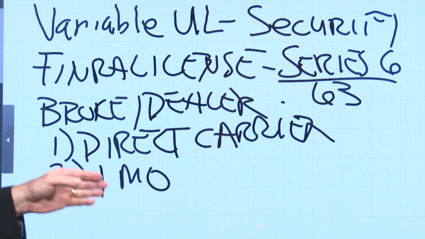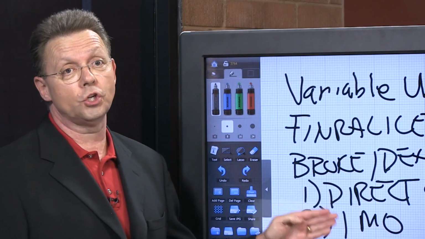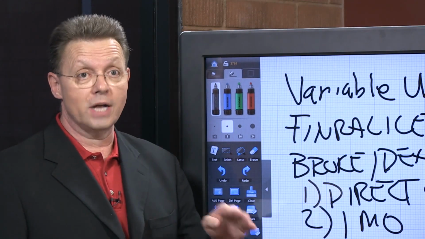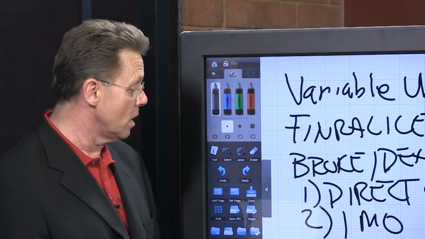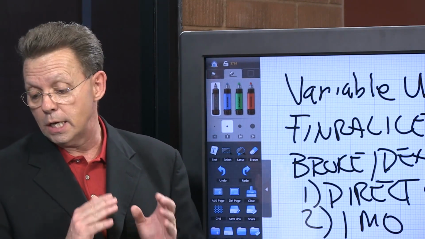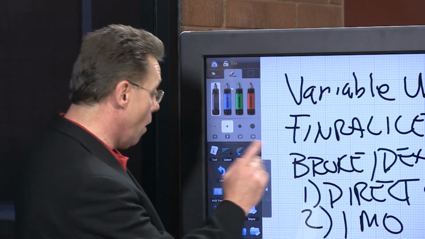And remember, your IMO also has to have some security license to be able to sell this to you as a producer who is also FINRA licensed. So remember, there's some requirements here, and the reason I'm going through it is because it's really important to make sure that we're doing all the things we need to do.